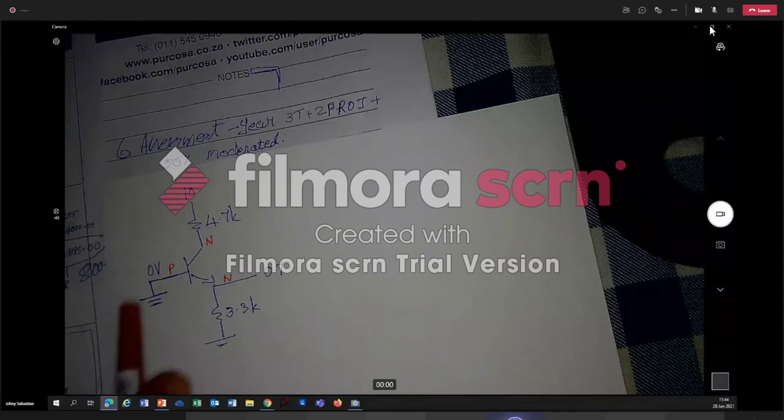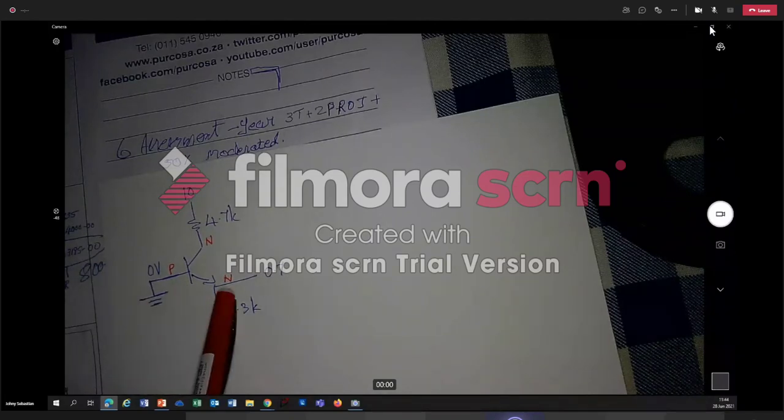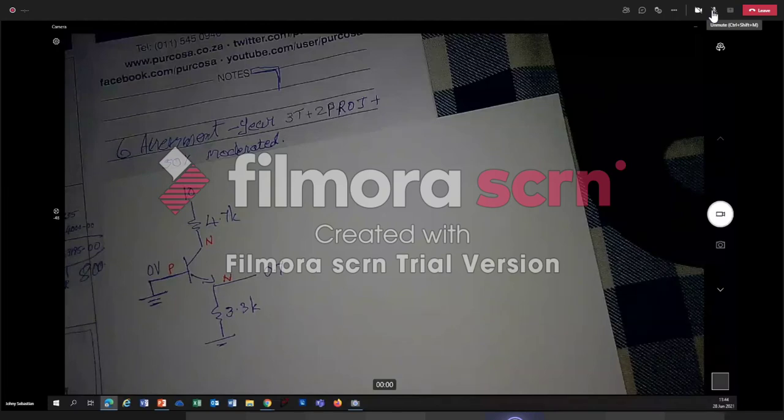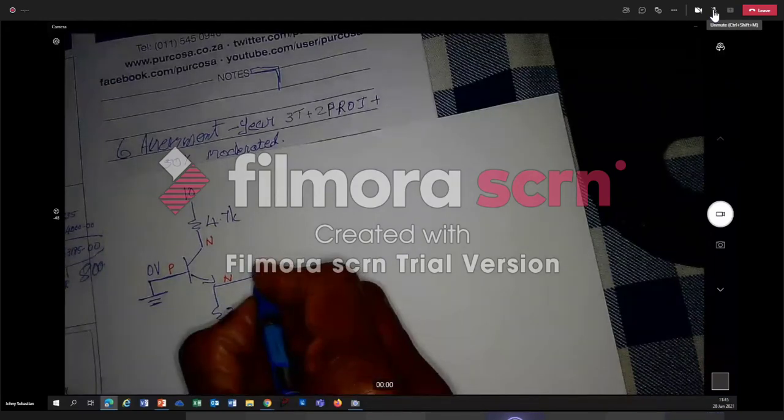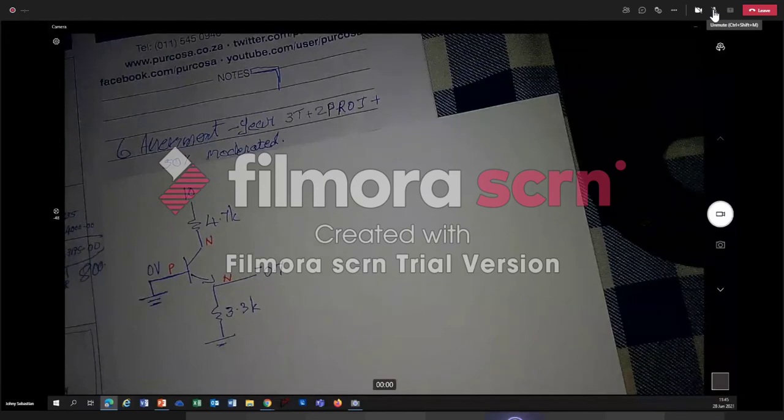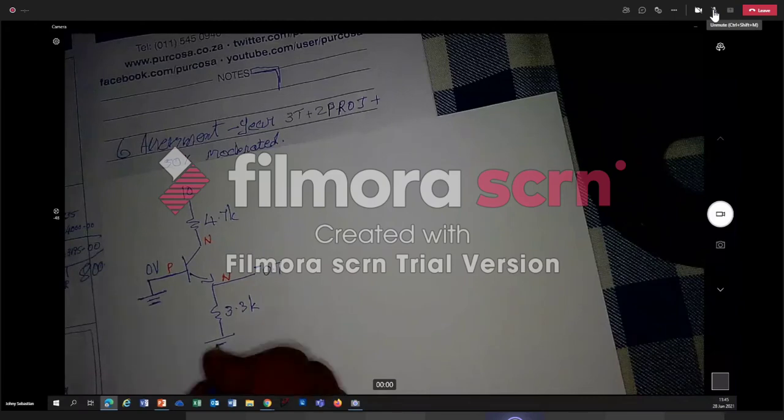P with a 0 and N with a 0.7. It is reverse bias. This BJT cannot conduct at 0.7. Do you want to modify your answer? Yes, I think it's negative 0.7. Negative 0.7. Now, look at the diagram very carefully and tell me, is it possible to have a negative 0.7 there?